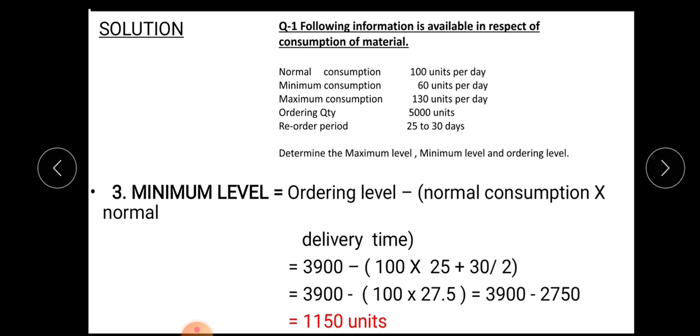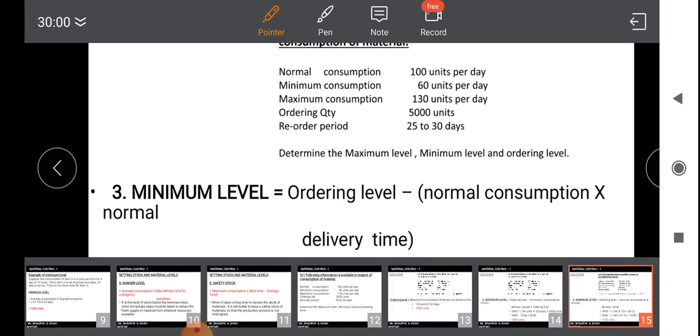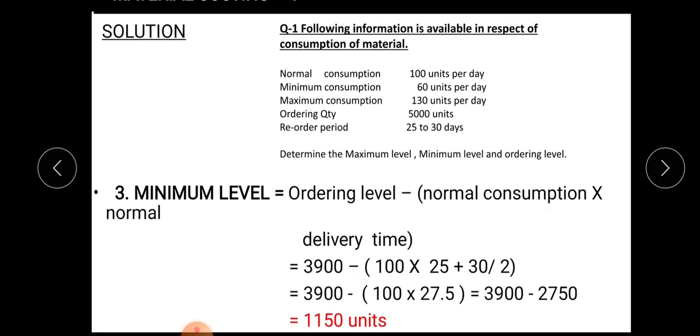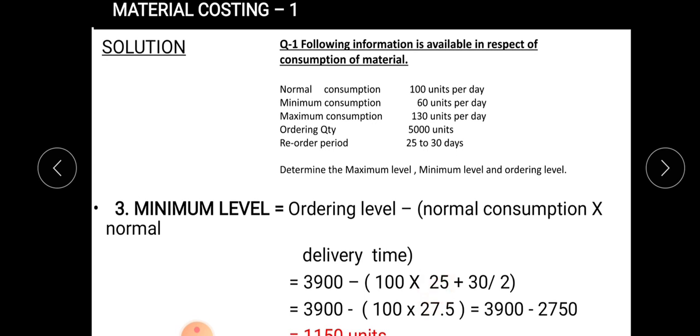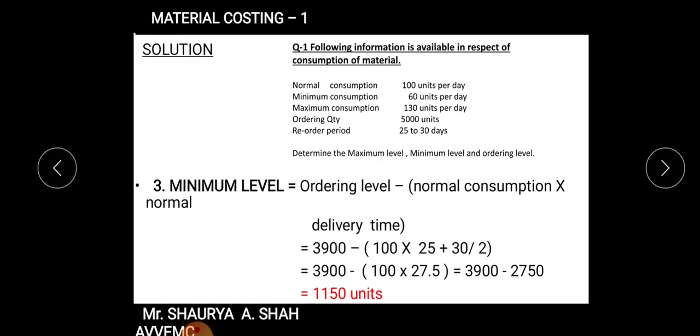Again you can replace this word normal by average, because in the formula we have seen the word average, right? So what is average consumption? 100 units. What is my average delivery period? 25 plus 30 divided by 2. So 55 divided by 2 gives you 27.5, so 100 into 27.5 equals 2750. 3900 minus 2750 gives me 1150.